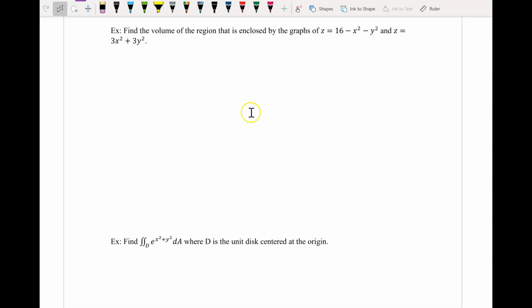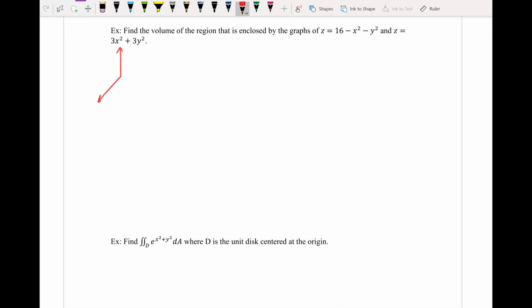All right, so here is where we left off in the previous video. Now that we have a formula for converting to polar, we can go ahead and solve this equation that we did 2 videos ago. We want to find the volume of the region enclosed by the graphs z equals 16 minus x squared minus y squared, and z equals 3x squared plus 3y squared. So let's just recall what happened.